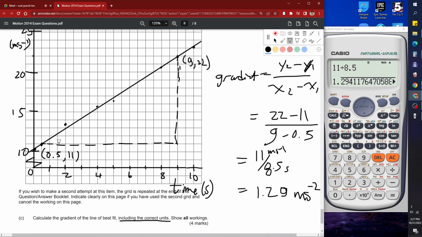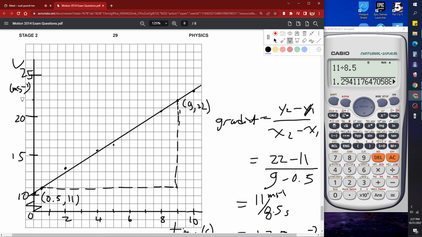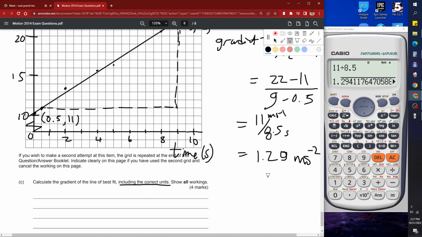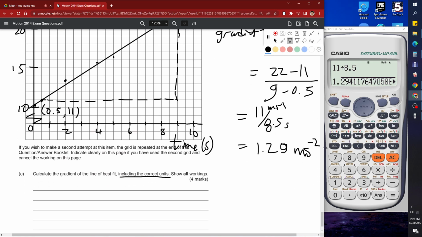So really, anytime you have a VT graph, you guys know it represents a slope. The slope represents acceleration. That's why the unit's like that. Okay, so the gradient is acceleration. Okay, I think, any questions?